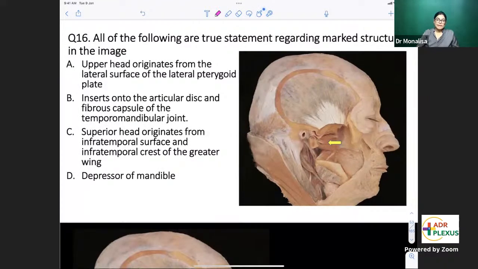All of the following are true statements regarding the marked structure in the image, except. That is the key word, except. So which is the wrong statement? Take your time and mark the right answer.